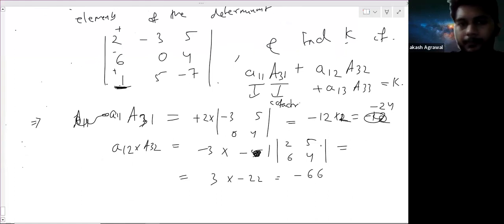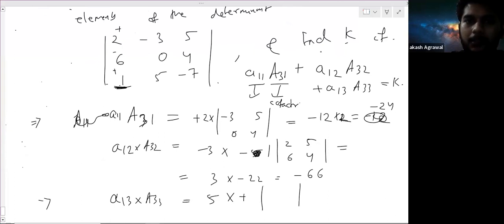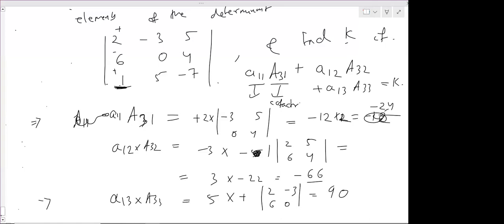All right, everyone, these steps are clear? Saad? Yes, okay. Next one, we have to multiply A13 into A33. What is A33? Signs are plus, minus, plus. Determinant of 2, minus 3, 6, 0. So that is 0 plus 18, so it is 90. Right? So now we have to add all these. So minus 24 and minus 66, plus 90. So the answer is 0, right? Yes, sir. Okay, everyone is clear.